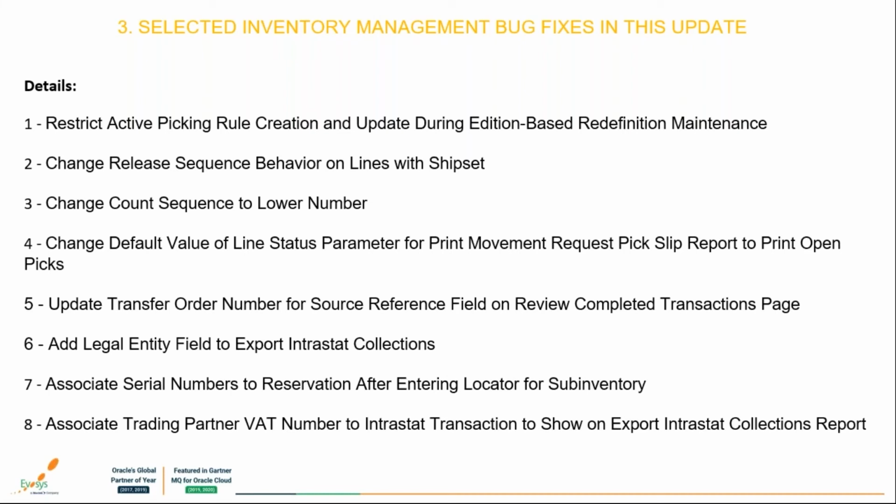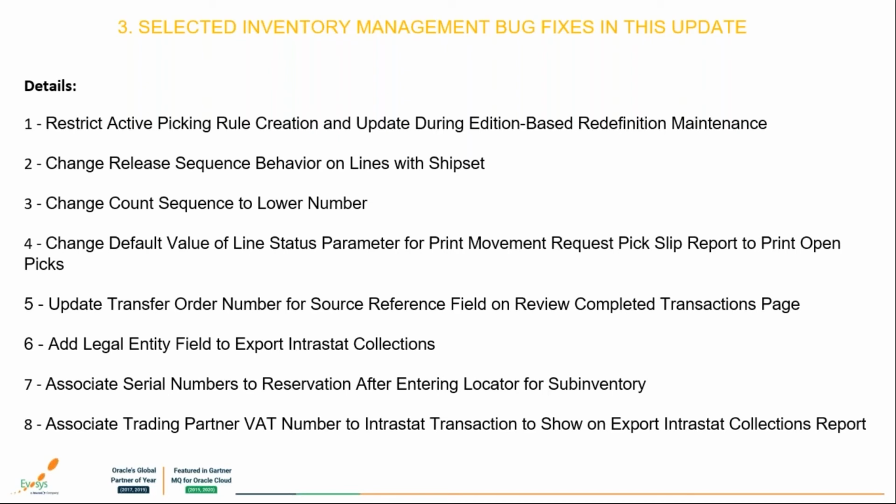Prior to this release, the new line status to print parameters of print movement request pick slip report had a default value of all. This printed completed picks, open picks, and unallocated movement requests in the report. When the report was run with the default value of all for this parameter, it took a lot of time and resources to print data that might not be useful.